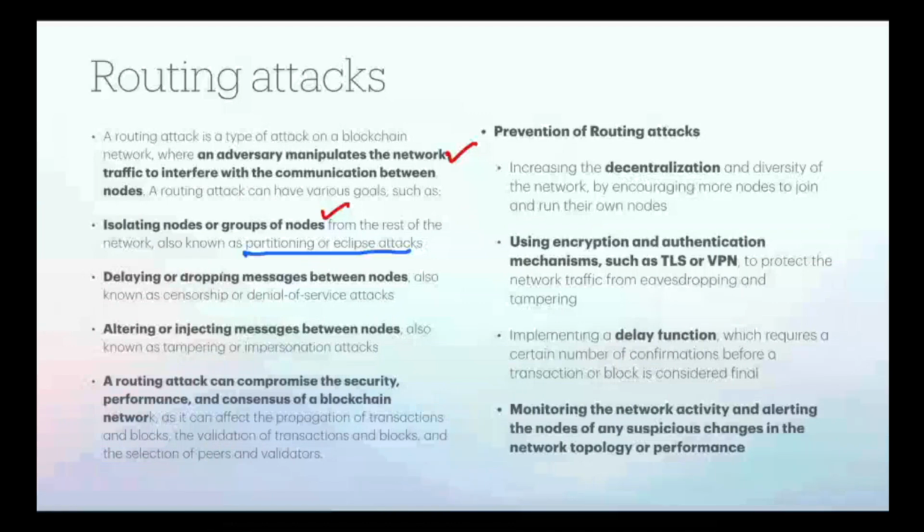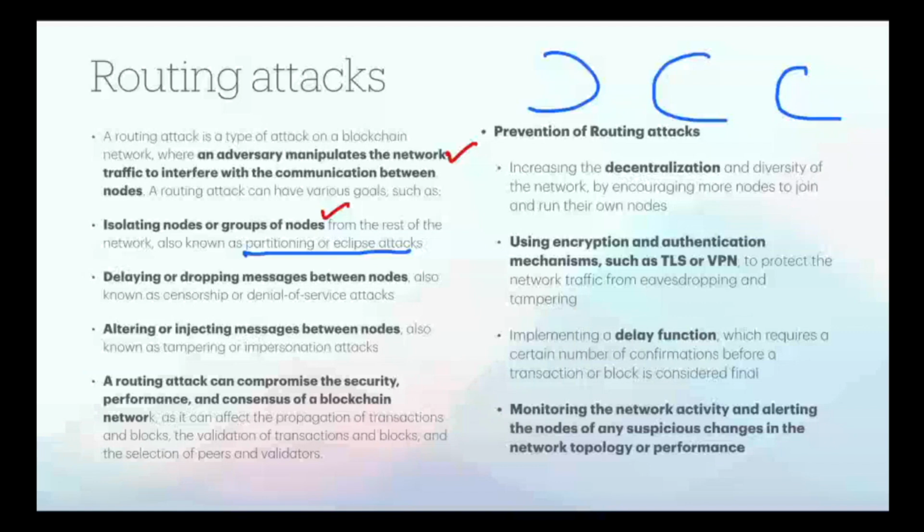Eclipse attacks mean that the nodes will be attacked. It is something like this, we have seen, right? Something like this, this is the eclipse attack, or these are the eclipse attacks. So that means they have been partitioned from their existing network and are out of control. That is the eclipse attack.